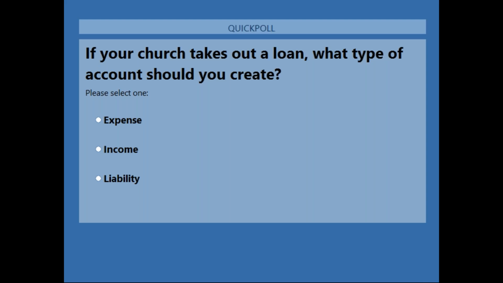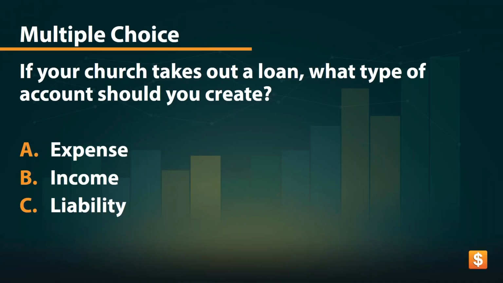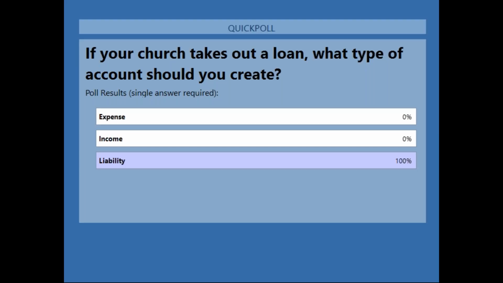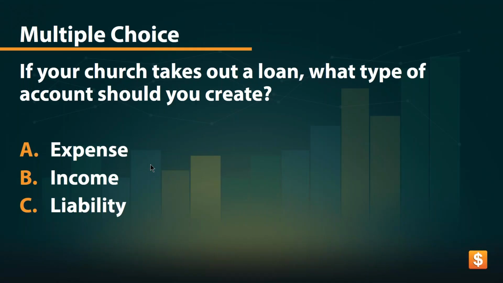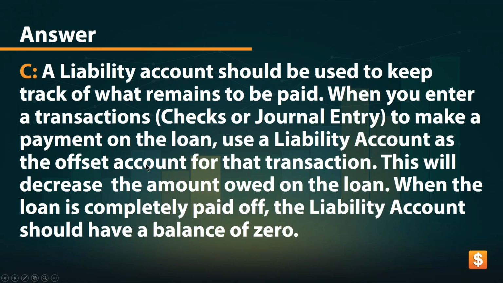Okay, I'm going to go ahead and close the poll and share the results. So we were unanimous this time. We said liability. 100% of the people said liability. So I'm going to hide the results and show the answer. Of course, the answer is C, liability. A liability account should be used to keep track of what remains to be paid on your loan.